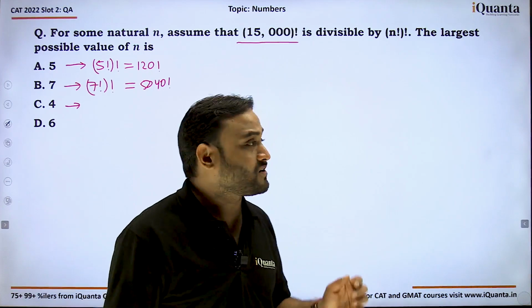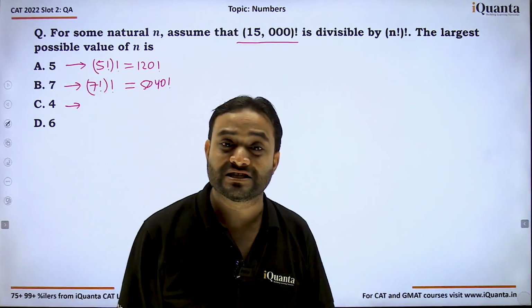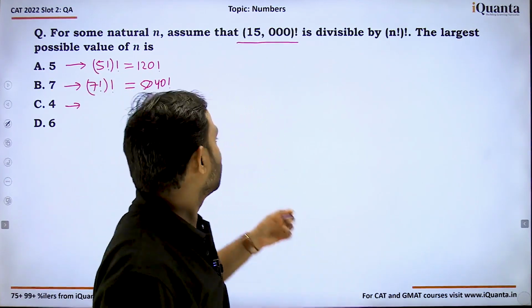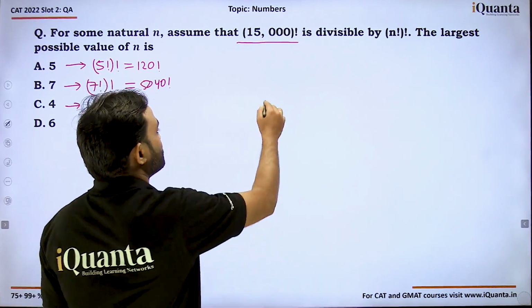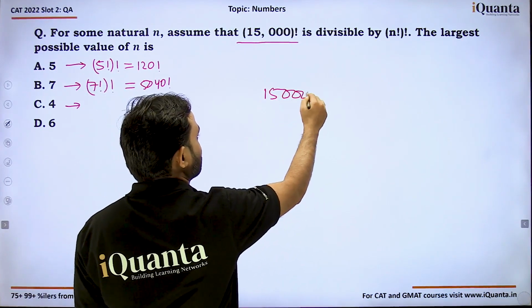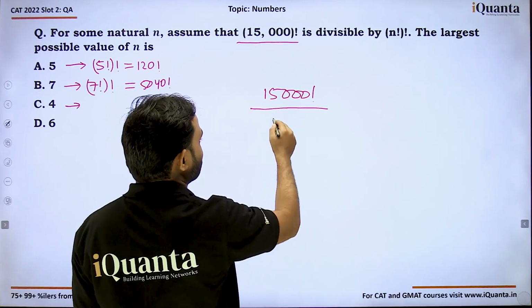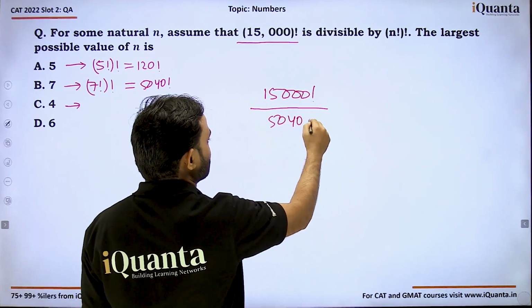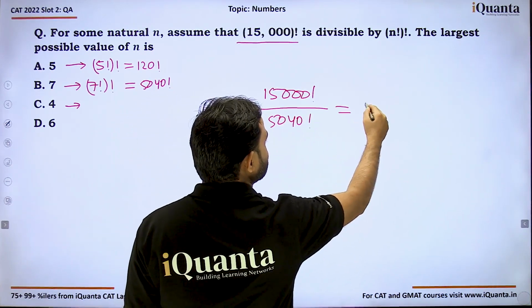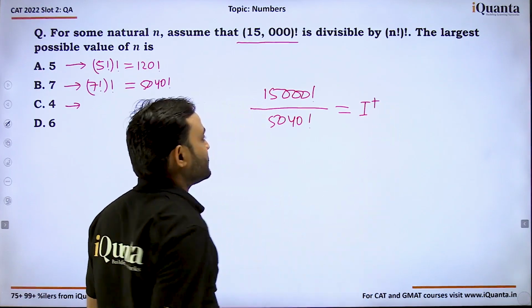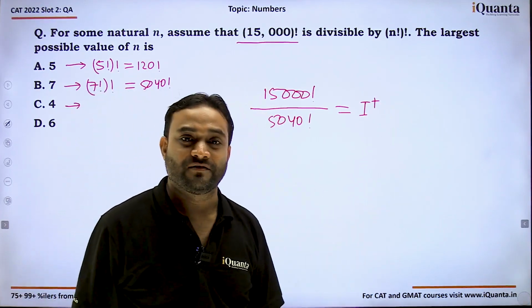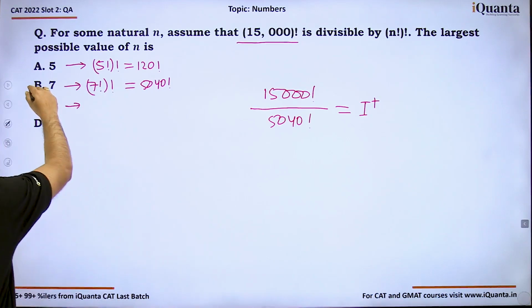You can also start with checking from largest number, which is 7. 7 factorial is 5040. So definitely 15,000 factorial divided by 5040 will give us some positive integer, right? So hence this value is divisible by 7 factorial. Our answer is option B.